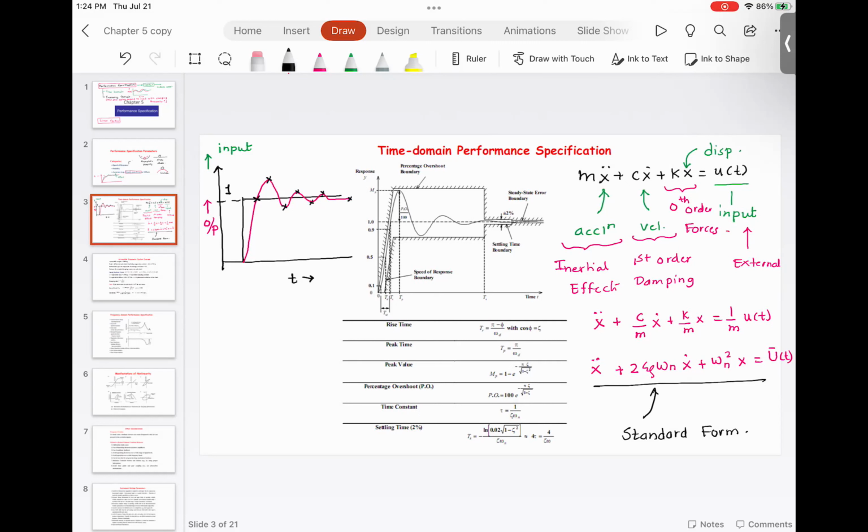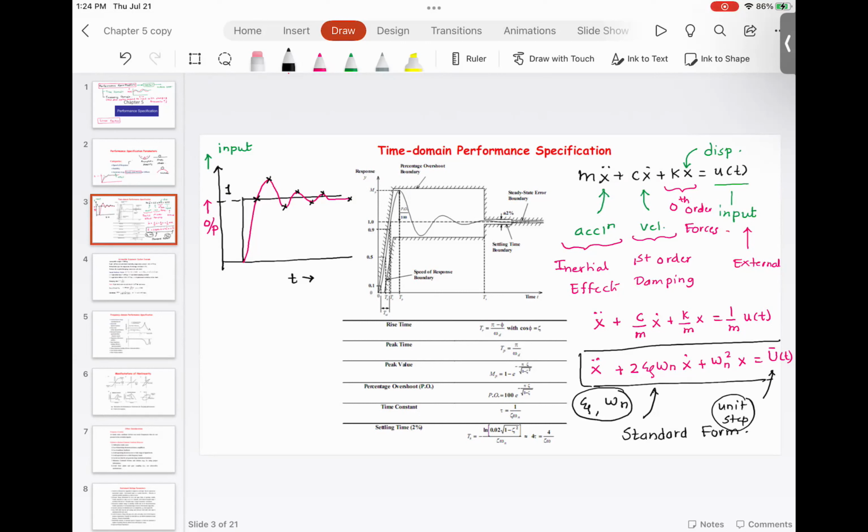Now I want you to look at the equation that I have shown over here. Since the external forcing u of t is known, it is 1. It's a unit step response. If you look at the equation, there are 2 parameters that can be tuned. Which are these 2 parameters? These parameters are zeta, and the second parameter is omega n.